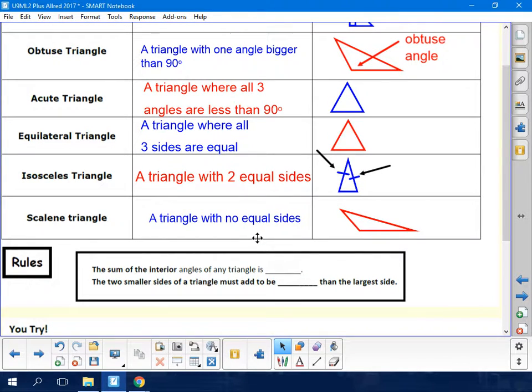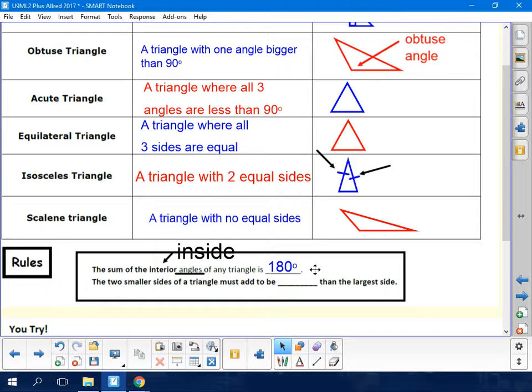There's 2 rules about triangles that are super duper important. When you add up the interior angles, the inside angles, the sum of the inside angles of any triangle is always 180 degrees. The sum of the interior angles of any triangle is 180 degrees.